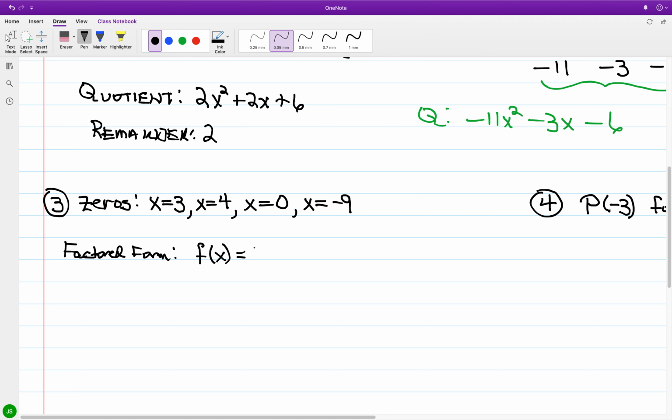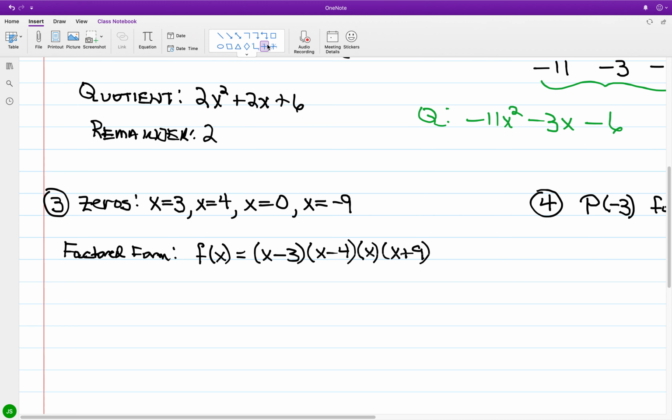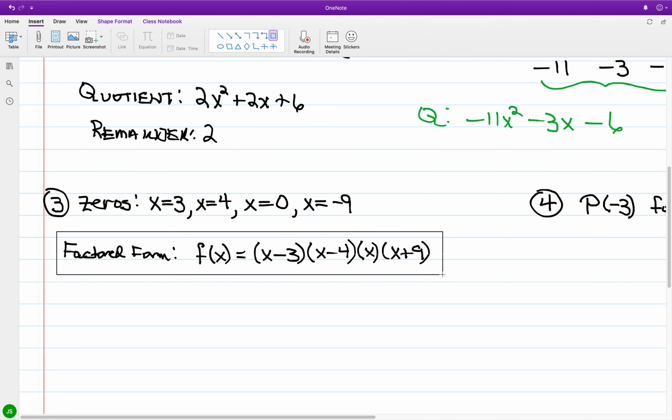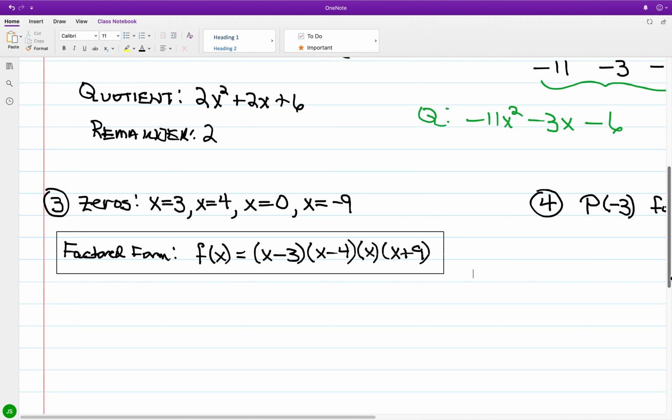With x equal to 3, we have x minus 3. And x equals 4 is going to be the zero of x minus 4. X equals 0, we have the zero of x. And with x equal to negative 9, we have x plus 9. So this would be one way in which we can express the factored form. For this specific problem, this would be the final answer.